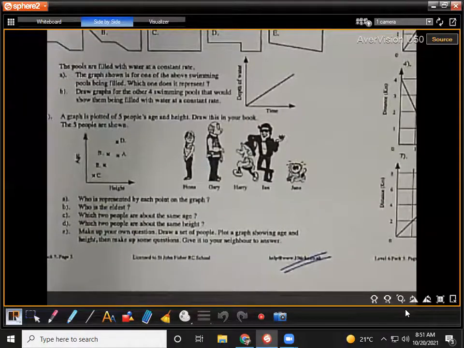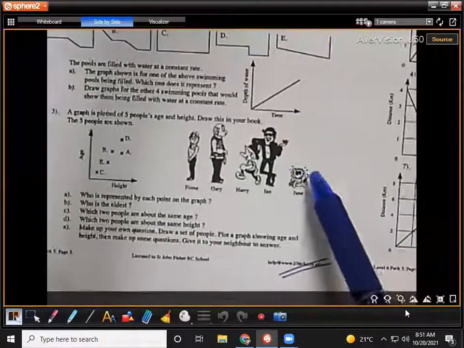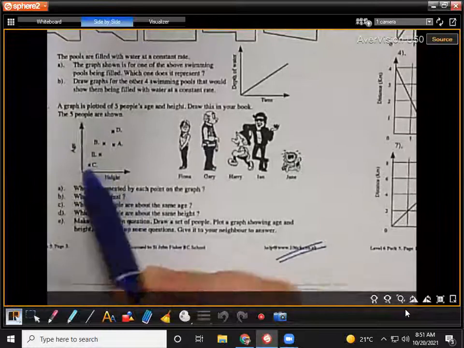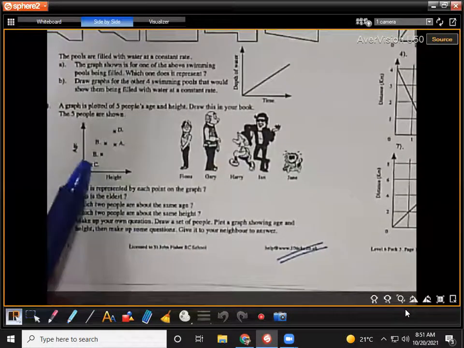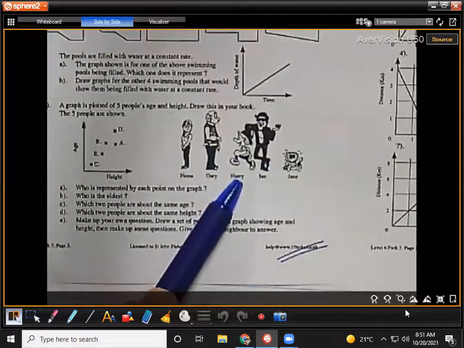Who is represented by each point on the graph? Okay, so again, the smallest one there is Jane, and it looks like she's a baby or a toddler or something. So Jane was C. Then the one that is a little bit older and a little bit taller than Jane would be Harry. So Harry was E.